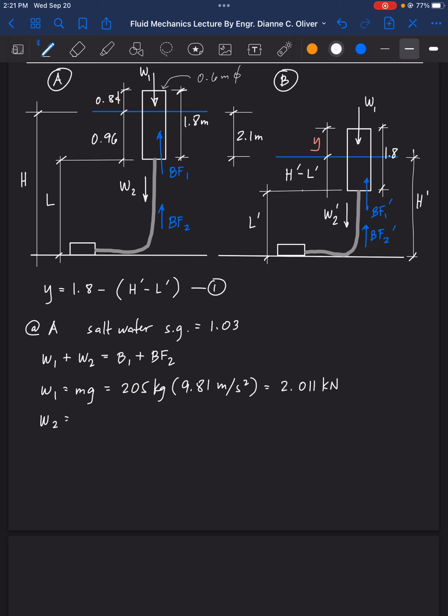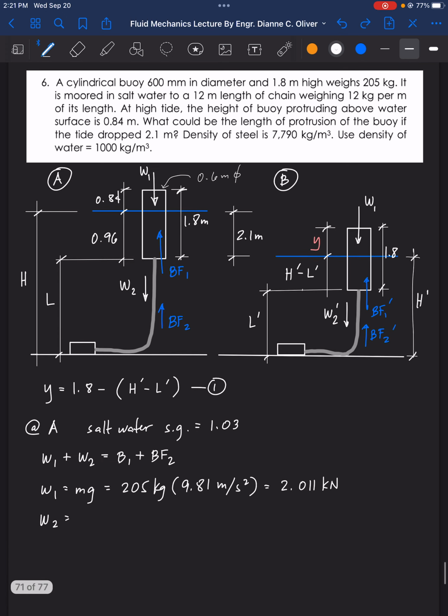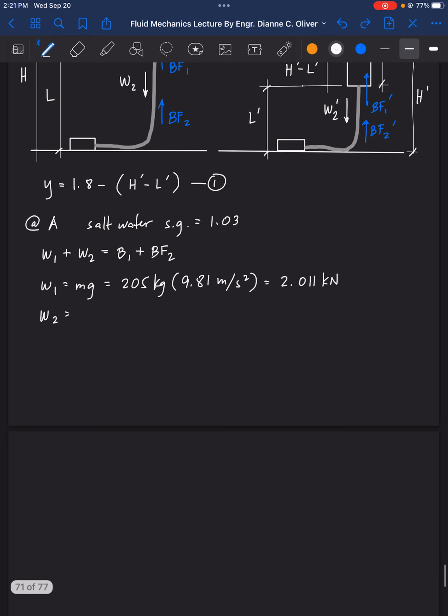For W2, for the chain, it says here the chain weighs 12 kilogram per meter of its length. So that will be 12 kilogram per meter of its length multiplied times length times the acceleration of gravity, 9.81 meter per second squared. So that is equal to 0.1177 L.